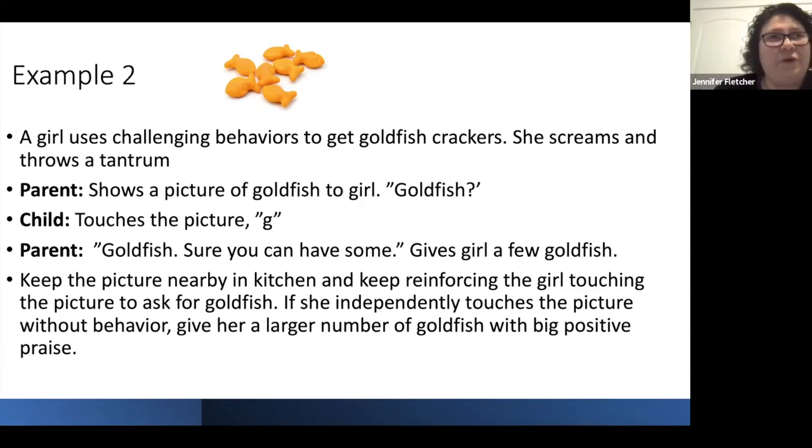And this is something too where you can teach them to sign as well. Maybe teach them to sign fish.